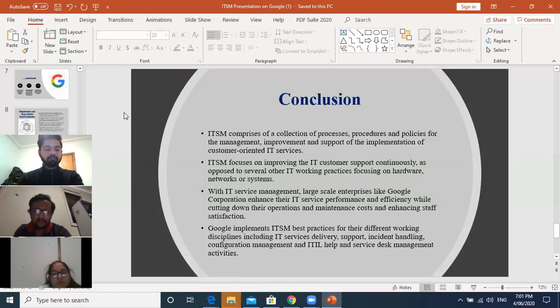Google implements ITSM best practices for their different working disciplines, including IT service delivery, support, incident handling, configuration management, and ITIL help and service task management activities.